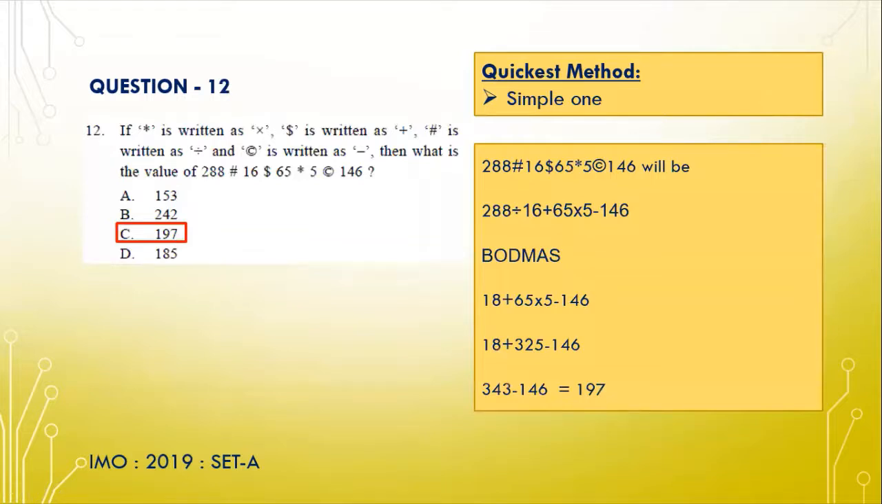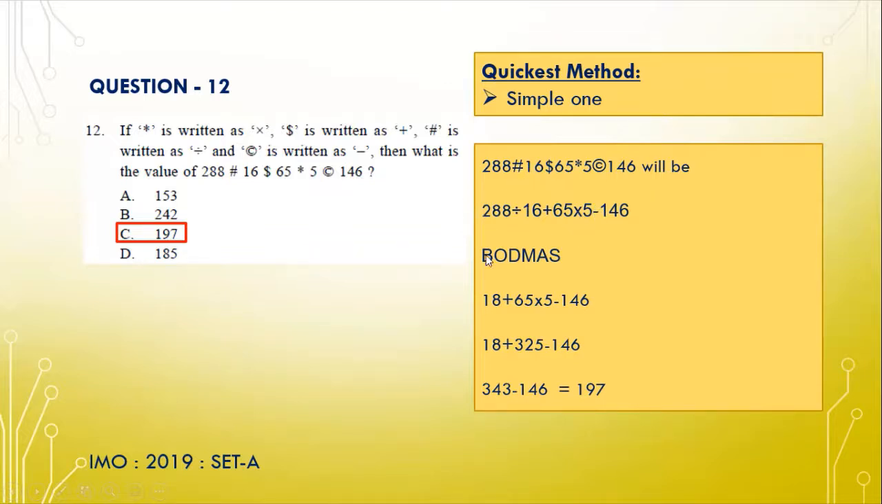Number 12. If star is written as multiplication, dollar is written as plus, hash is written as division, and copyright is written as minus, then what is the value of 288 hash 16 dollar 65 star 5 copyright 146? So hash is written as division, dollar as plus, star as multiplication, and copyright as minus.